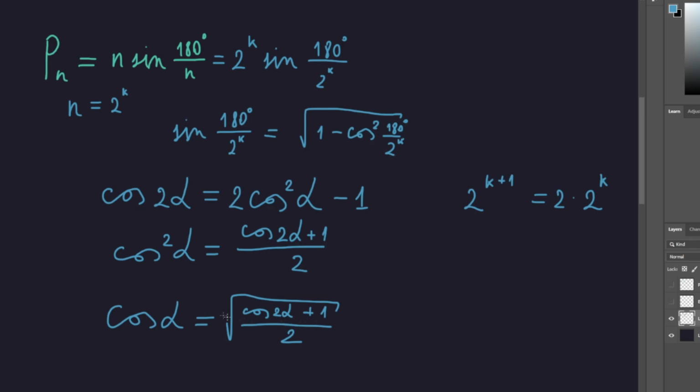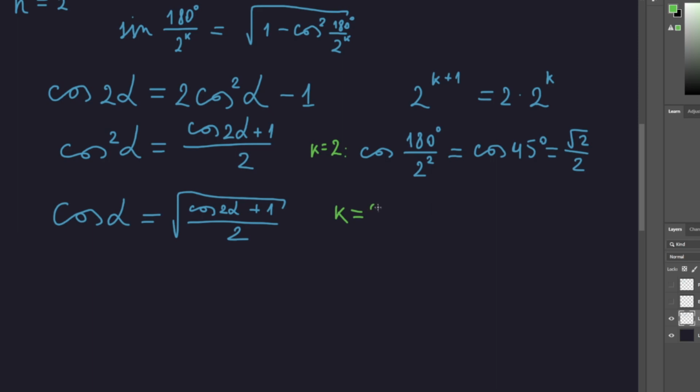And in this formula we can see that in order to find a new cosine, we just need to use our previous cosine and put it inside this expression, because 2 alpha is also 2 times bigger than alpha. So let's start by looking at the case where k equals 2. Cosine of this angle will be just cosine of 45 degrees, which, as we know, is square root of 2 divided by 2. Now let's look at k equals 3.